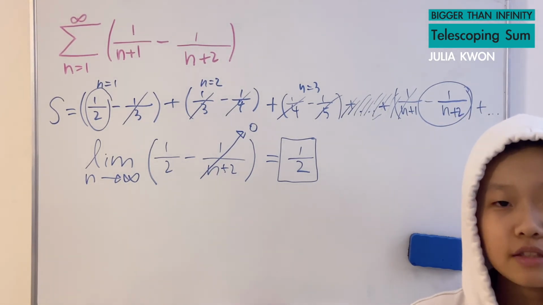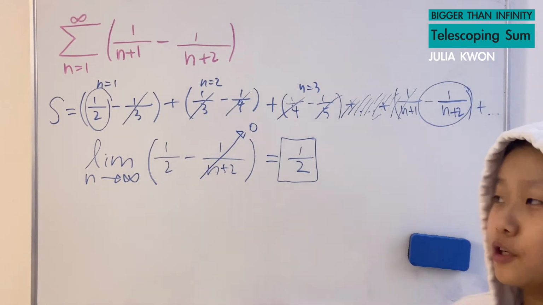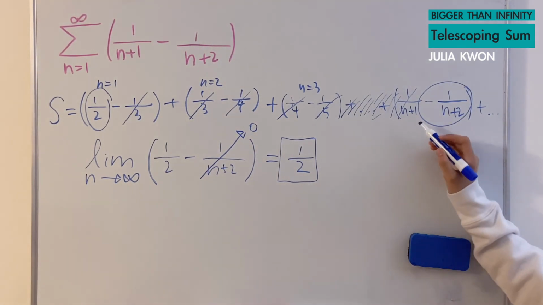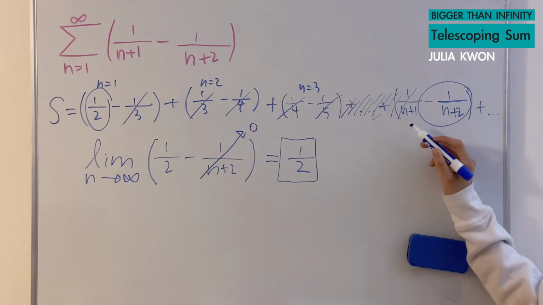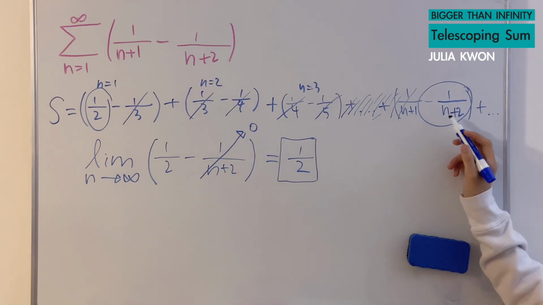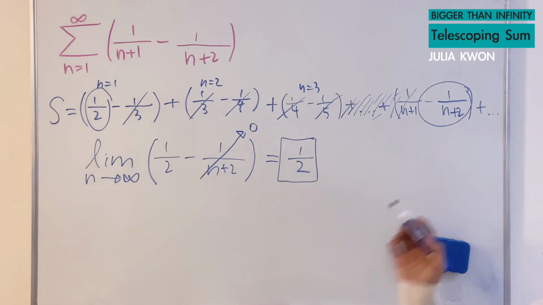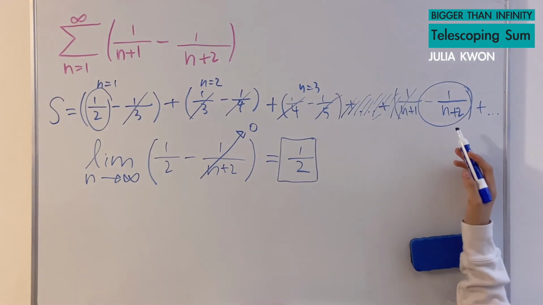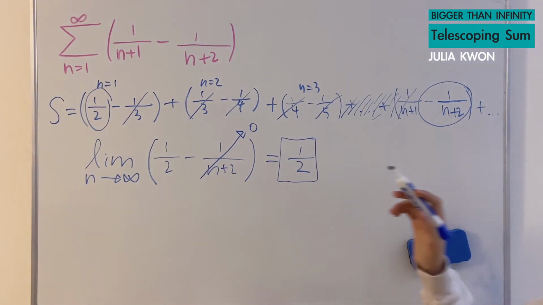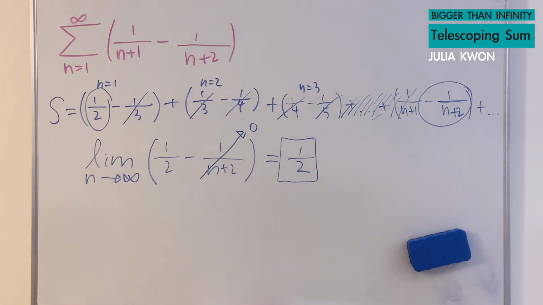And from the start, we didn't really have to worry about these two, 1 divided by n plus 1 and 1 divided by n plus 2, since the denominator is larger than the numerator, and when we take the limit as n approaches infinity, it's just going to be equal to 0.